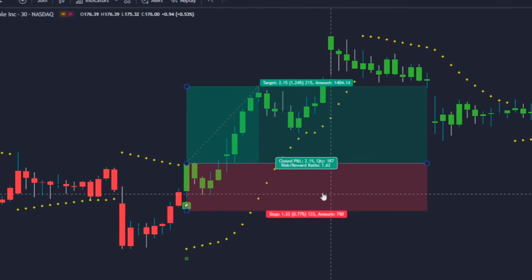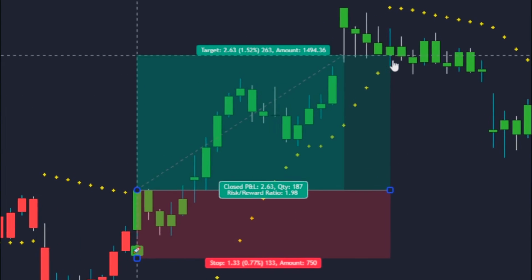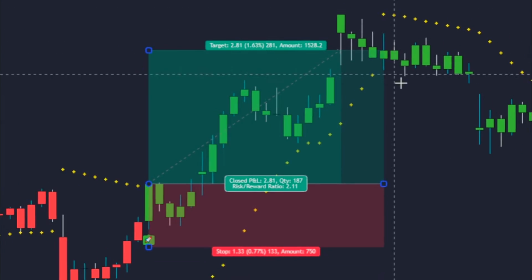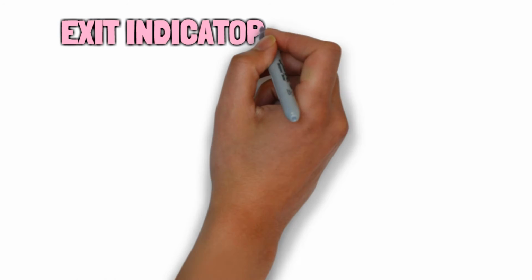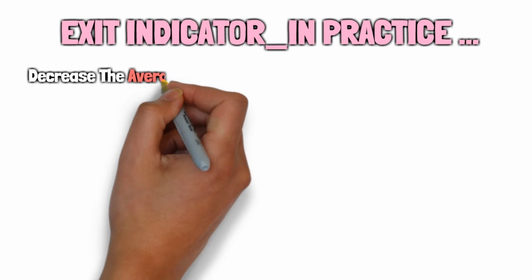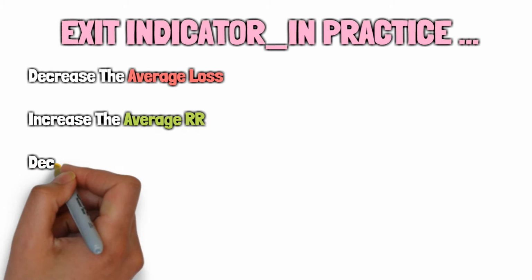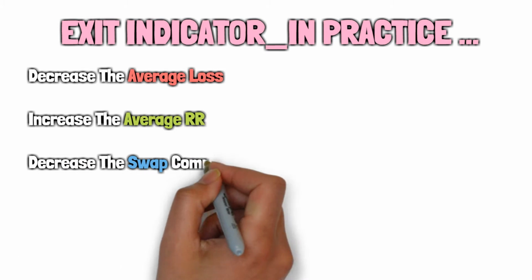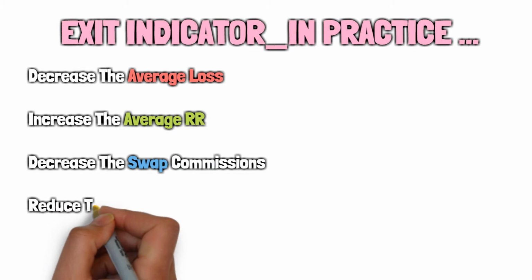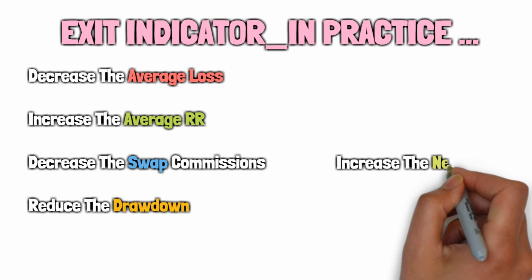And just like it closes earlier losing trades, an exit indicator can also close profitable trades at the best possible time. In recap, an exit indicator will, in practice, decrease the average loss of our strategy, thus increasing our average risk-to-reward ratio. It will decrease the swap and commissions paid to the broker, and it will decrease the drawdown of the strategy while increasing the net profits.